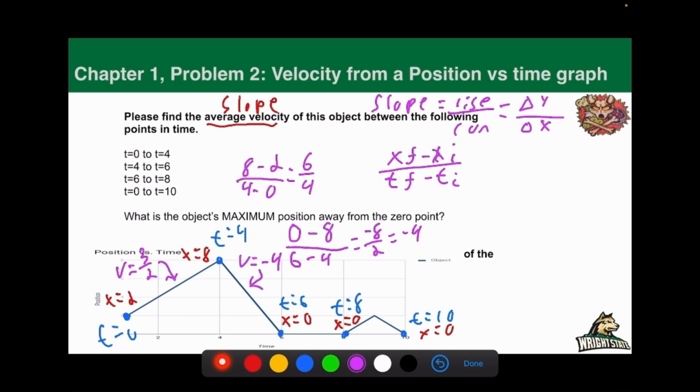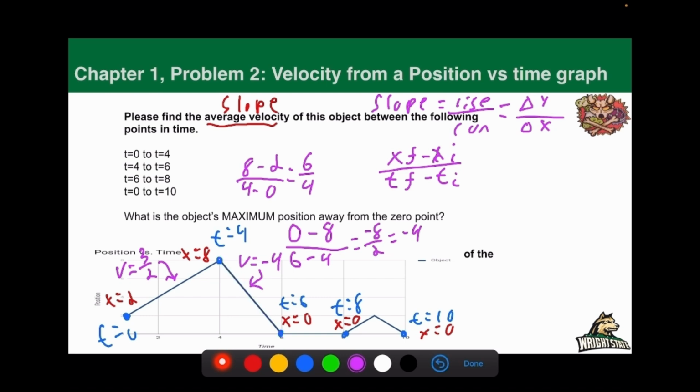Now, that should make sense, actually. We have a negative velocity, which is going to give us the object moving downwards, right? A negative slope. We also have a steeper line here than we do here, right? So 4 has a higher magnitude than 3/2, meaning this line is steeper. We're getting a larger magnitude for our velocity.